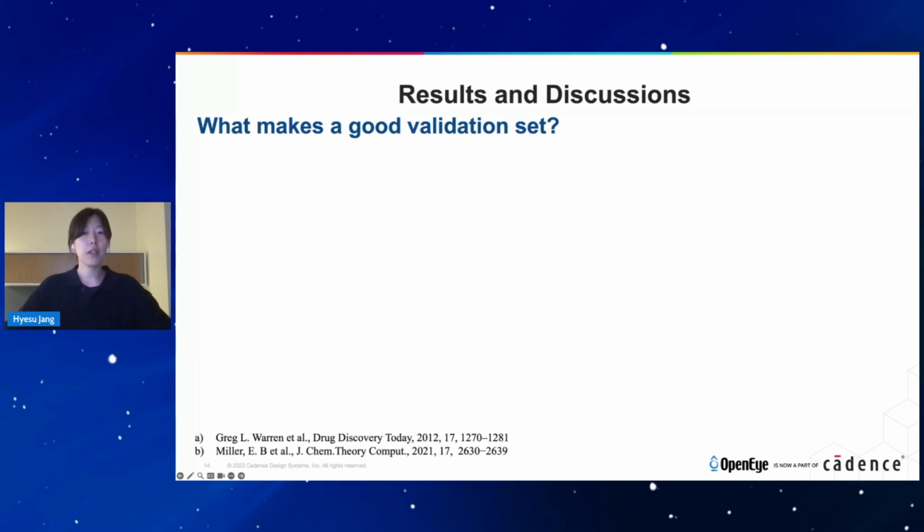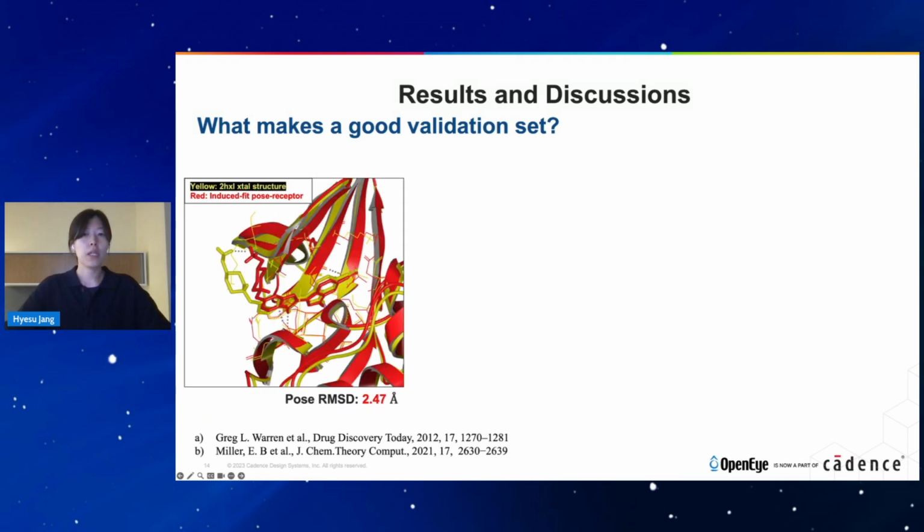We conducted validation of IFP on various targets, but before we carried out our validation, one question we asked ourselves was, what makes a good validation set? This is one example we encountered at the very beginning of the project. We wanted to see if we could reproduce the binding mode of the yellow crystal structure, but the red structure is what we got from IFP. Pose-RMSD was higher than 2 angstrom, which is the success criteria of this project.